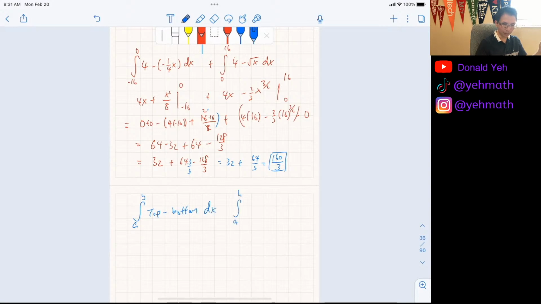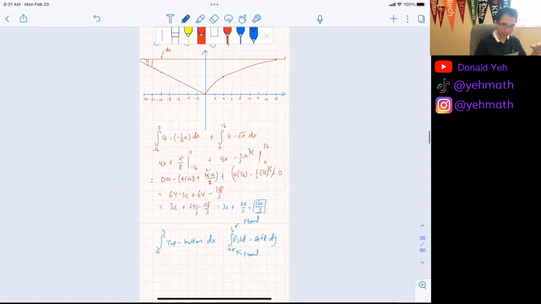How about from A to B of right minus left dy? Now remember, this B and A have to be y bounds. So you can change everything in terms of y. If you can change everything in terms of y, it's so much easier.